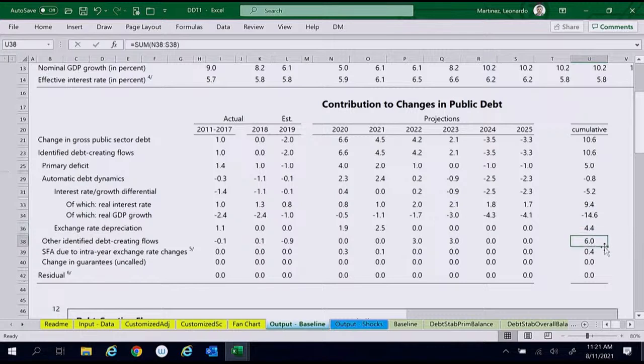Other identified debt-creating flows contributed to an increase of 6% of GDP. The stock flow adjustment due to intra-year exchange rate fluctuations contributed to an increase of 0.4% of GDP. Thus, the greatest positive contributor to the increase in the public debt ratio of Macroland between 2019 and 2025 is the real interest rate, with a contribution of 9.4% of GDP.